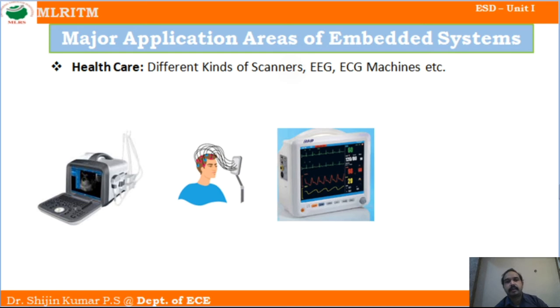Next is healthcare. In the case of healthcare, we have different types of scanners: ultrasound scanners, ECG machines, and the electroencephalograph, that is brain waves. We have to identify the activities of the brain. Then the ECG machine finds the heart rate, how the heart is beating. All these biomedical devices come under what? Embedded systems.